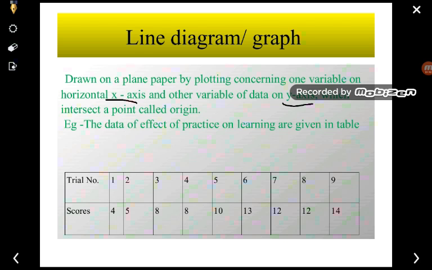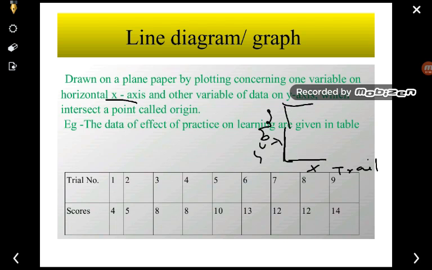When we plot a graph, one variable is taken on the x-axis and the other variable is taken on the y-axis. So consider this is the y-axis and this is the x-axis. By means of the first point, that is trial number 1, we'll plot the scores on the y-axis. Here we will plot the scores, and here we will plot the trials. So the trial variable is taken on the x-axis and the score variable is taken on the y-axis.